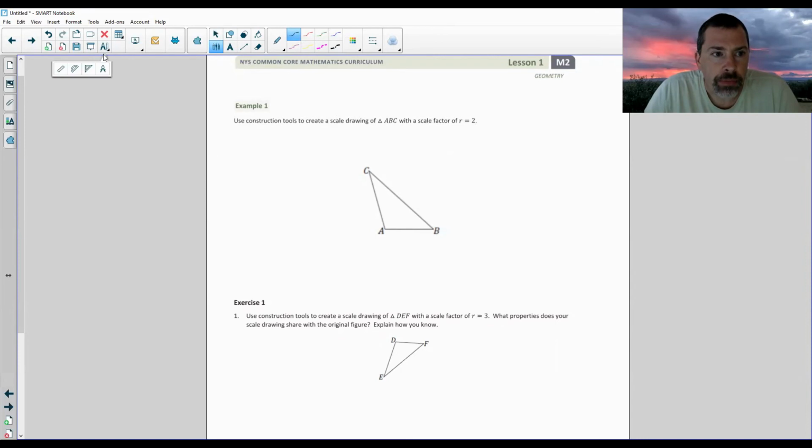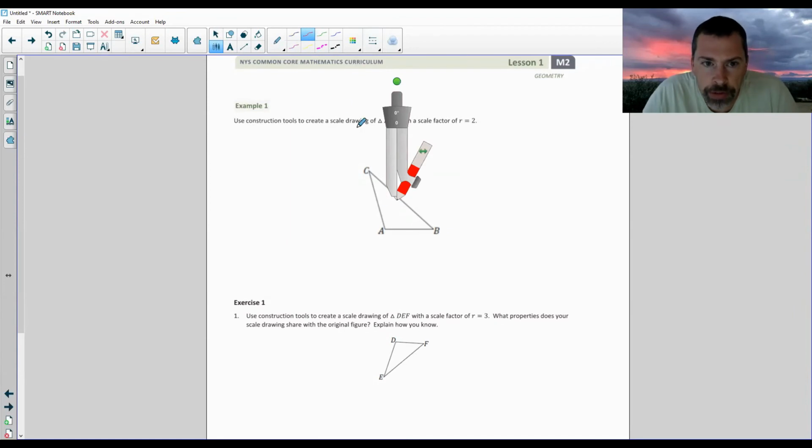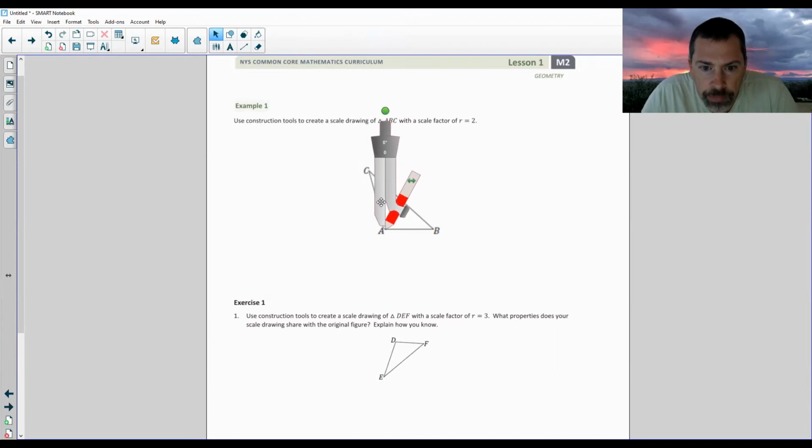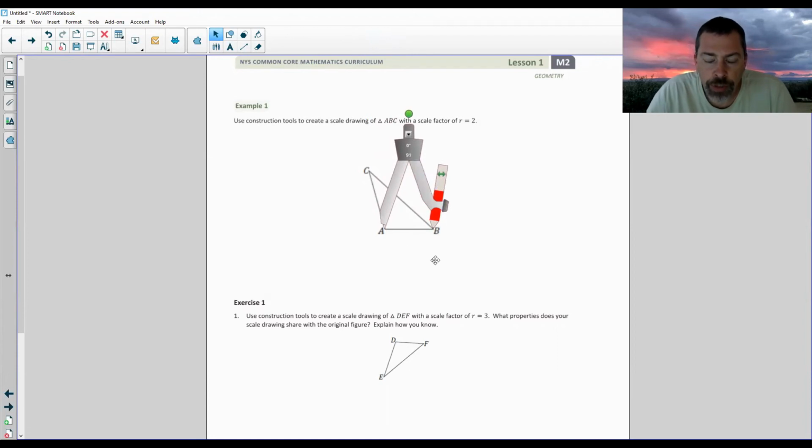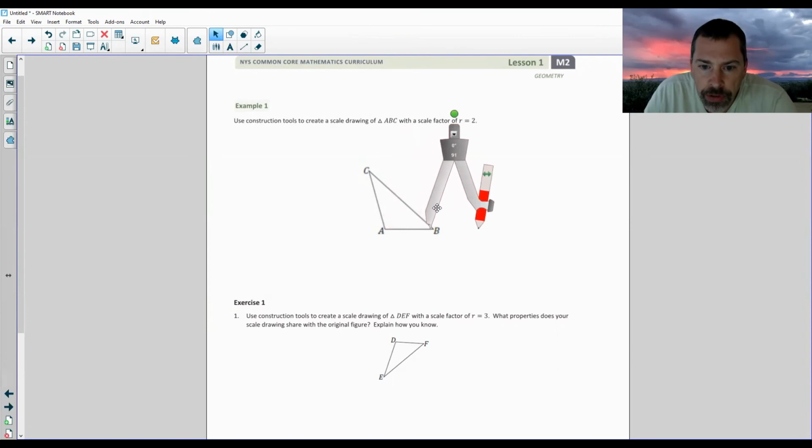Okay, so I need my compass. And I'll turn it red. So what I'm going to do is put my compass on A, like so. Open it up to B, which is right there. So this would be a circle of radius AB. I'm going to leave my compass locked at that position, and I'm going to move my compass point or my stylus to B and make an arc.